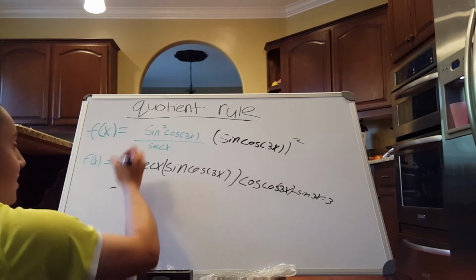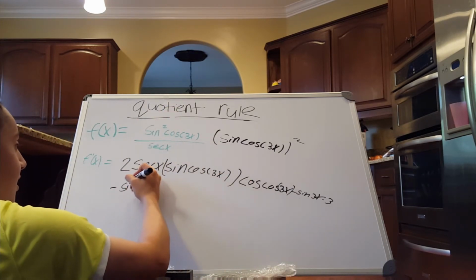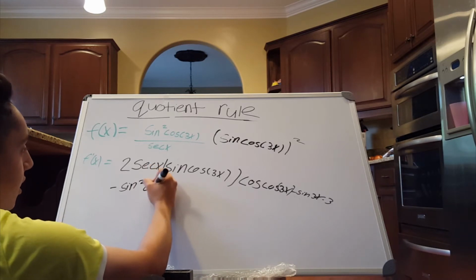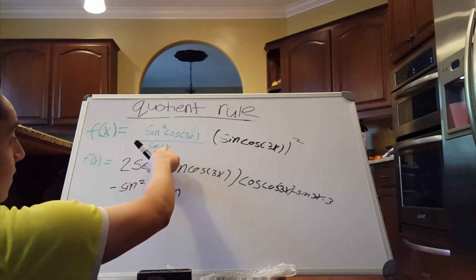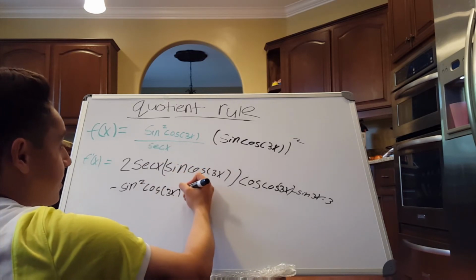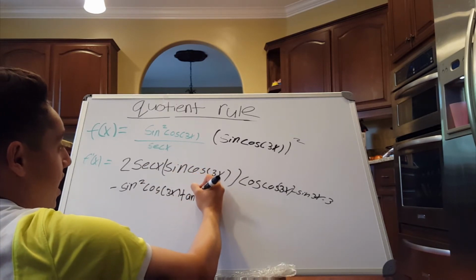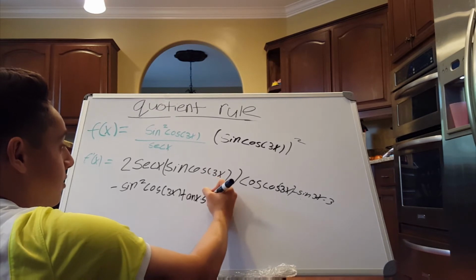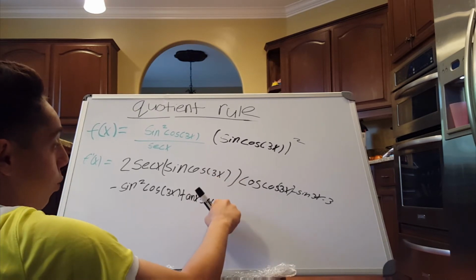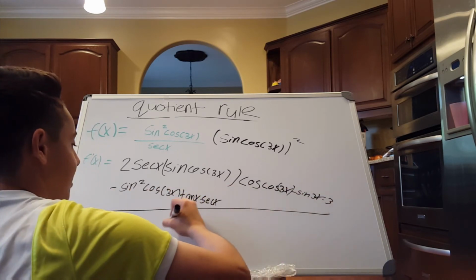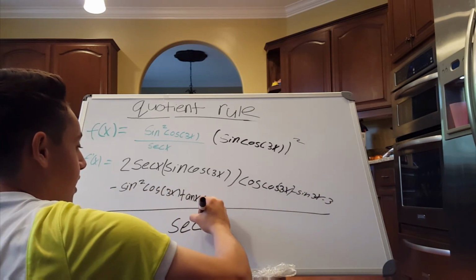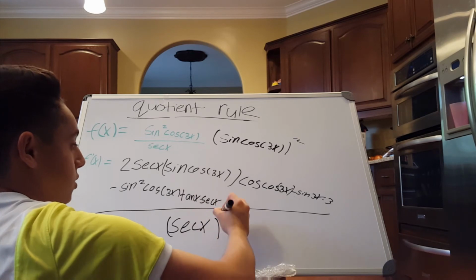Now minus high, sine squared cosine of 3x, d high. Derivative of secant of x is tangent of x times secant of x times 1, because the derivative of x is 1, all over secant of x squared.